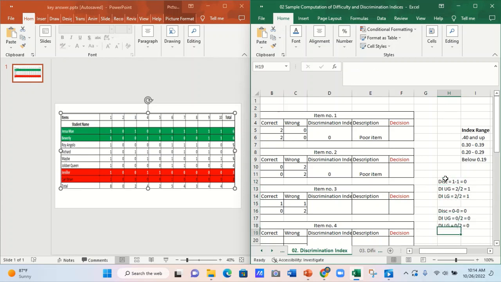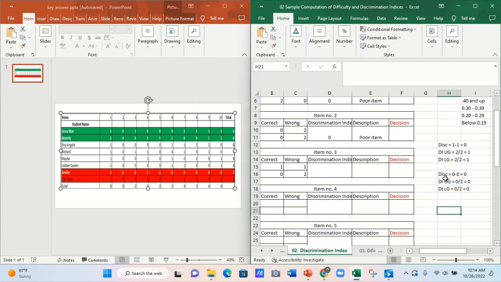So, kung tanaw na to, upper group na punta, so isa nakatama, therefore 1 divided by total number of upper group students, 1 over 2 equals 0.5. Now, balhin ta sa lower group, wala may nakatama, so 0 siya, divided by 2, that is equals to 0. Now, kung sa discrimination index class, ang sa upper group man, again, is 0.5 minus 0 sa lower group. So, ang result ana is 0.5.